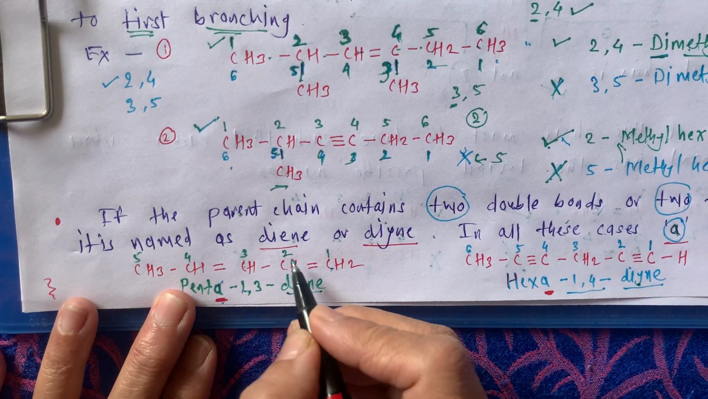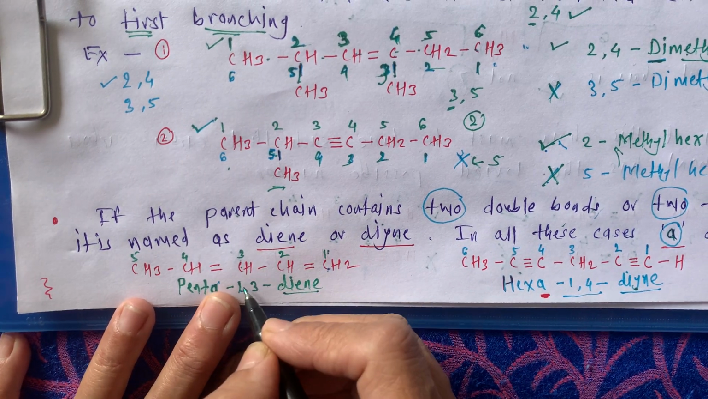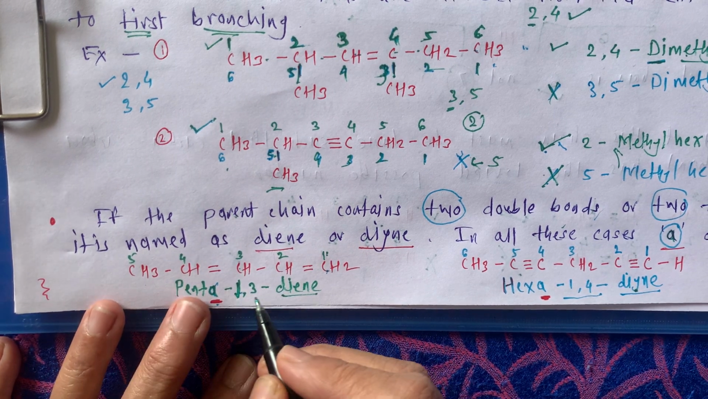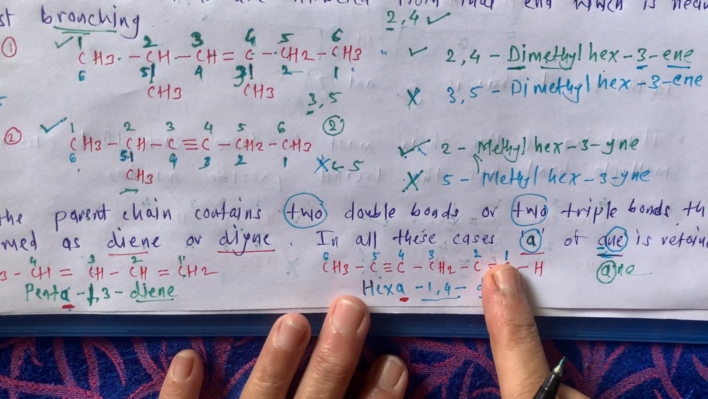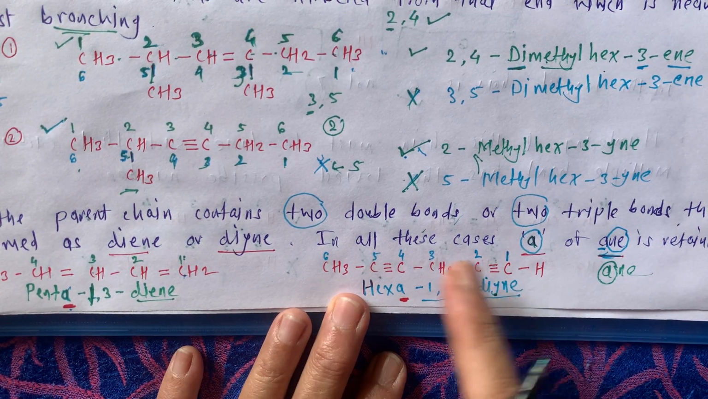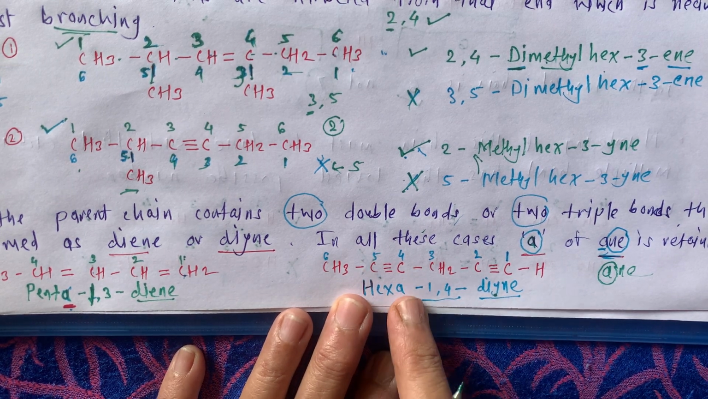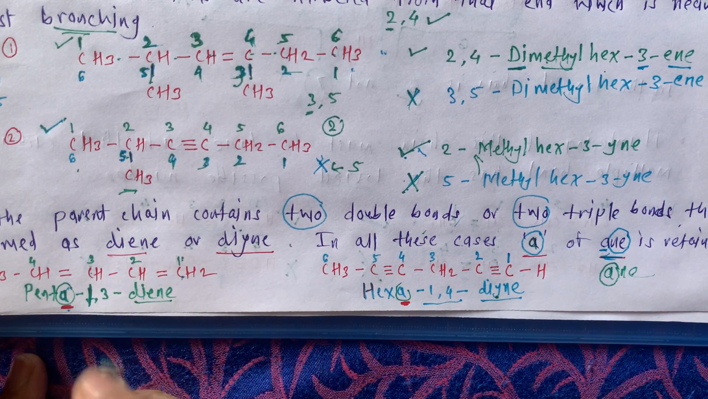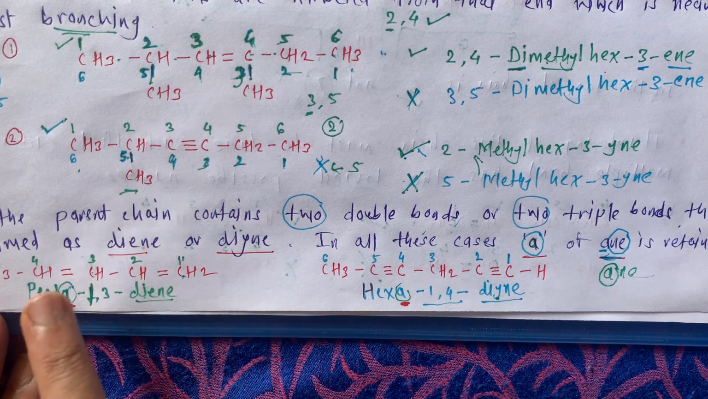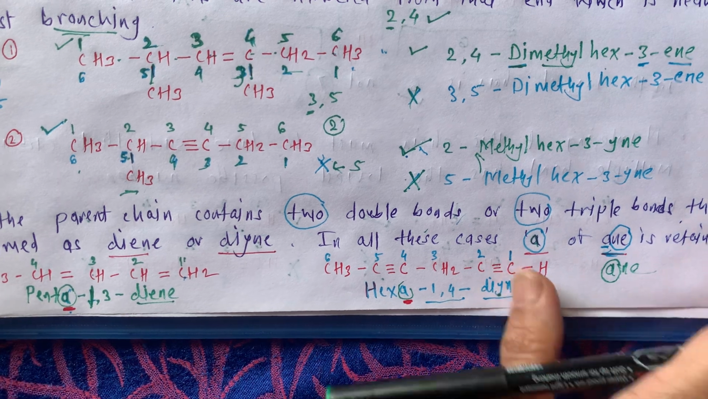See, this is on the first carbon, we start here. This is on the third carbon. So penta-1,3-diene. While here, this is the first position and this is the fourth position. So 1,4-diene, hexa-1,4-diene. This A is important when you are writing the name, when there are 2 double bonds or 2 triple bonds. Okay. See now next.